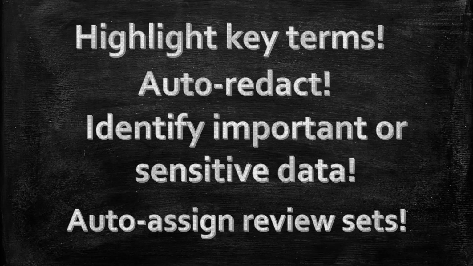Other things you could do: identify important or sensitive data. You know that you may have privileged or potentially privileged documents in your data set. We can show you ways where the system's automatically going to identify them for you, but not only identify them, classify them, and actually automatically assign them to a reviewer so that when that reviewer logs on for the first time to the matter, they already have a set of documents that are available to them and they can begin their review.